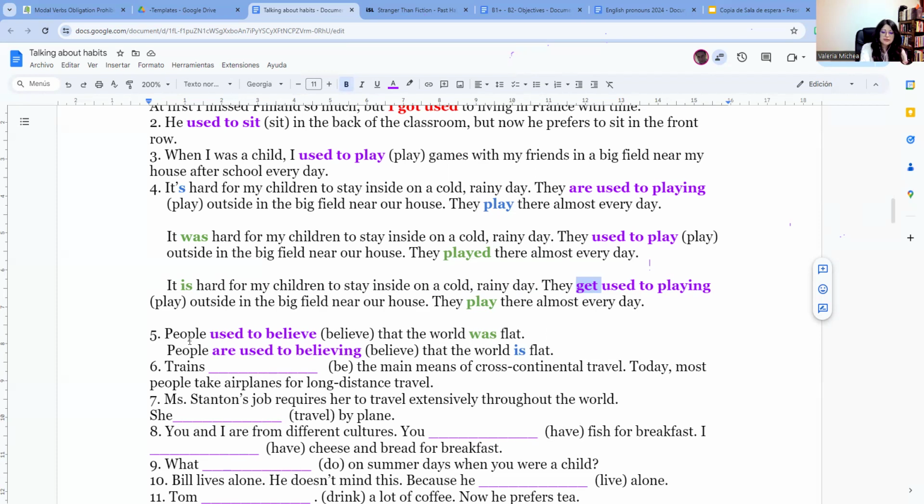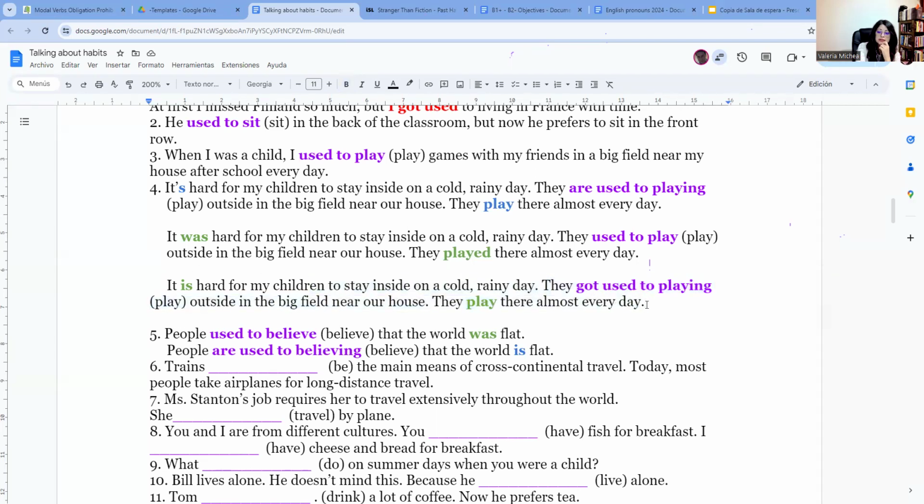It's a tricky question, isn't it? They got. Let's change it, so we have the present. It is hard in the present for my children to stay inside because they got used to playing outside in the field near our house. Now it makes sense. They are getting. Oh, getting. I like it too. Yeah, it makes sense.